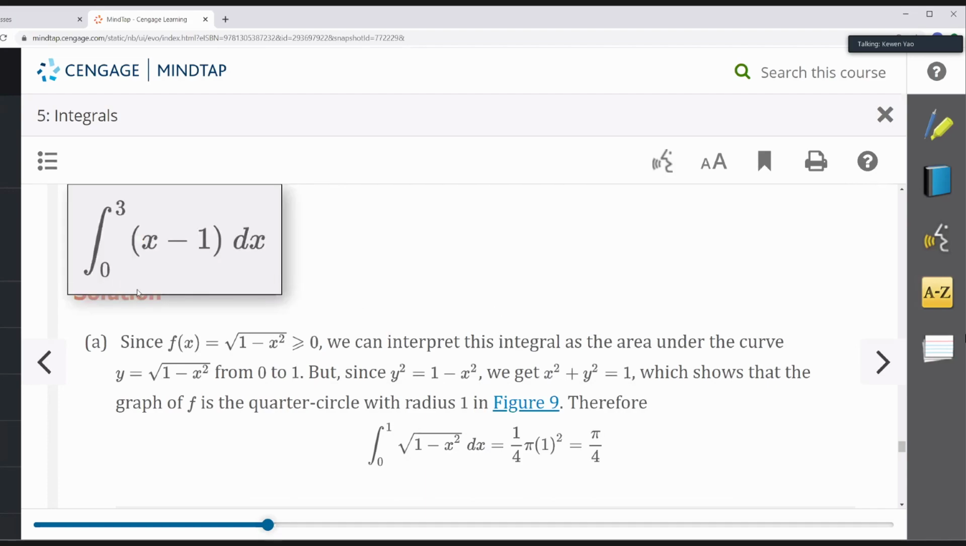Find the integral from 0 to 3 of x minus 1. How to find it? By using the same idea, linking this to the area. Because this area is easy to find, you can use this method. If the area is not easy to find, this method will not be very useful. So first, you sketch y equals f of x, where the function is x minus 1 and the interval is from 0 to 3.